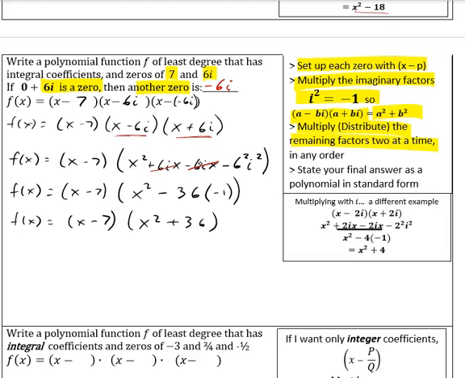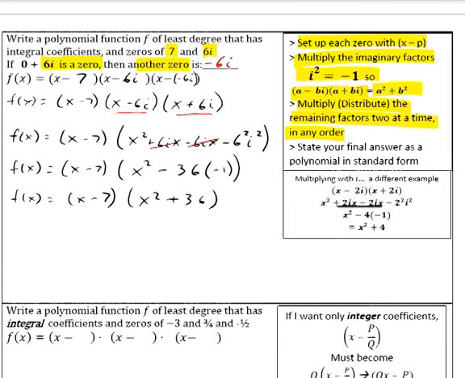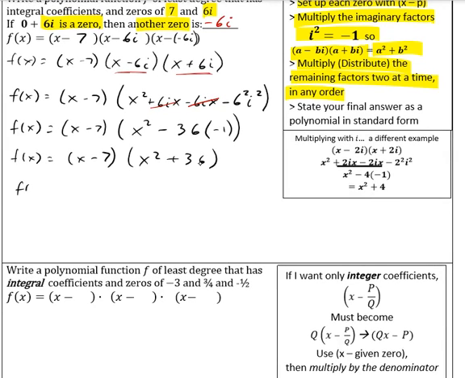Multiply, distribute the remaining factors in any order, and then state your answer in the polynomial standard form. So I get f of x equals x cubed plus 36x minus 7x squared minus 252. That is not in standard form. So I get this.